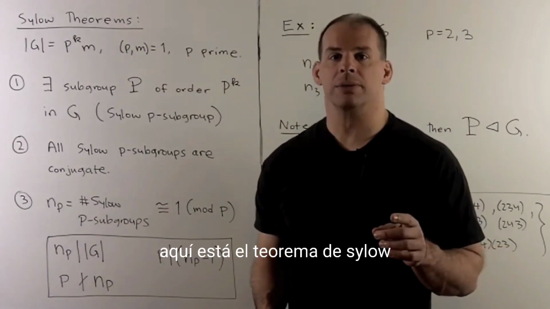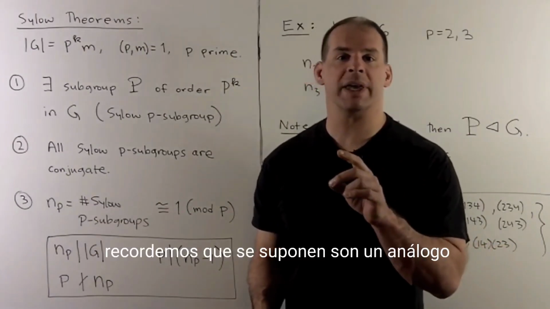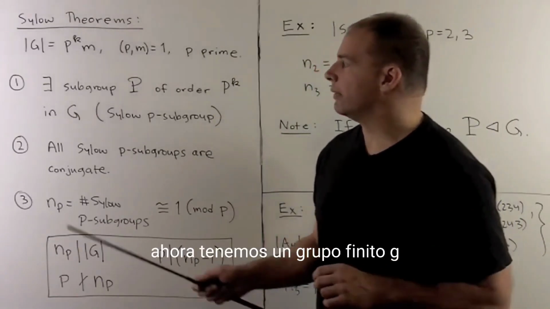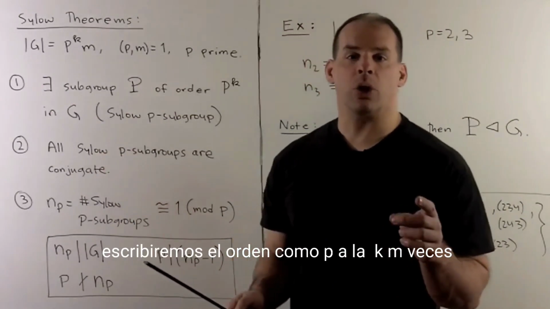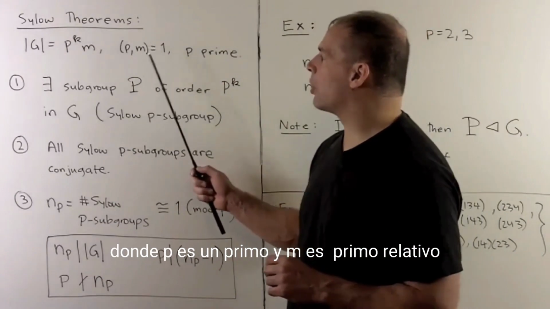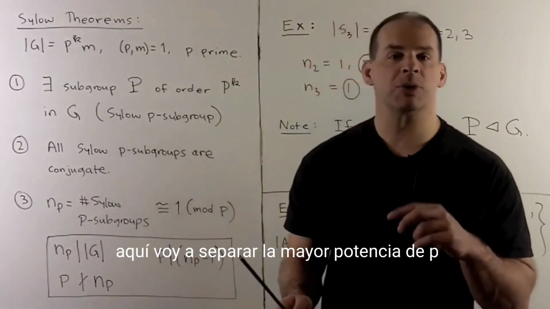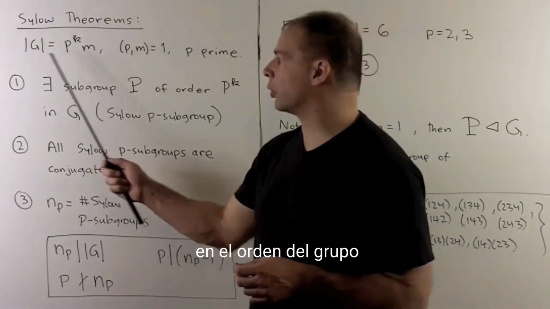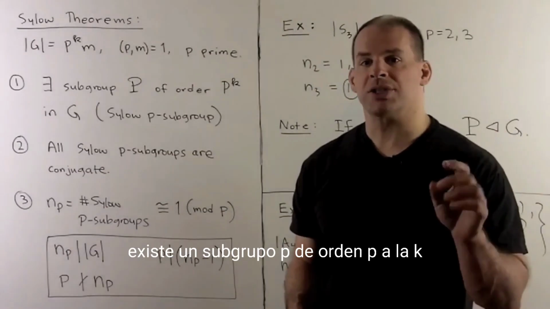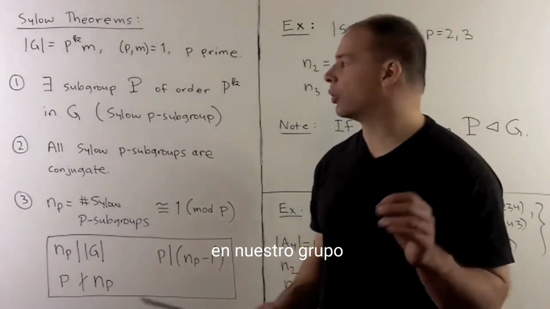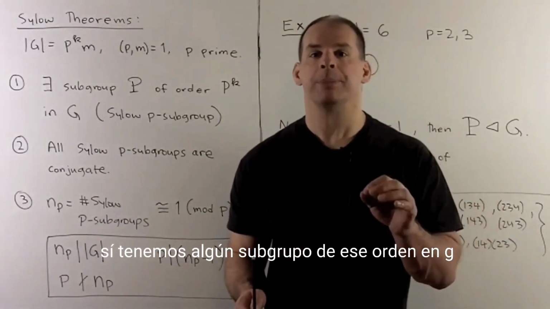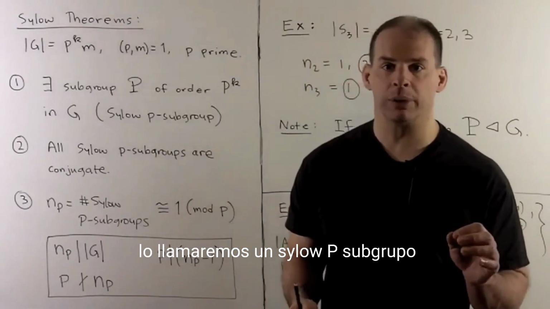Here are the Sylow theorems. Recall, these are supposed to be an analog to Cauchy's theorem for subgroups. Now, we have a finite group G. We'll write the order as p to the k times m, where p is a prime, and p and m are relatively prime. So here I'm splitting off the highest power of p in the order of the group. Sylow theorem 1 says there exists a subgroup of order p to the k in our group. If we have any subgroup of that order in G, we'll call it a Sylow p subgroup.